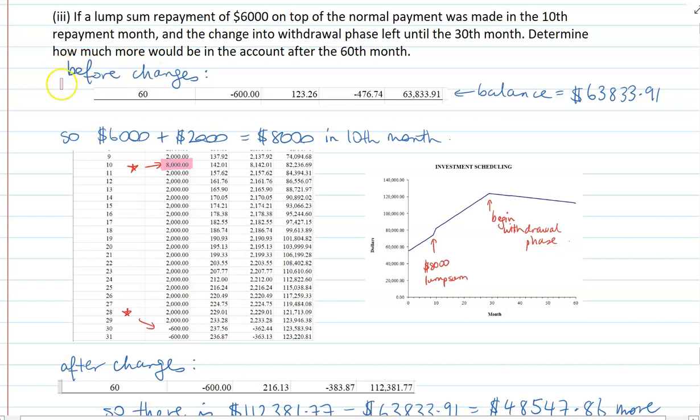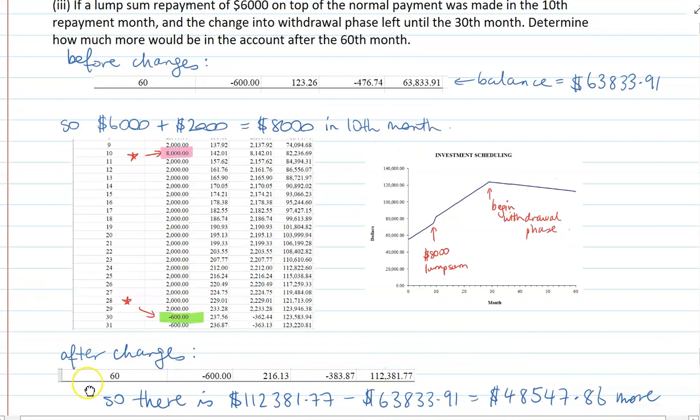Okay, and just a note before the changes, hopefully when you put all those values into your calculator, you'd see that the original balance was $63,833.91. When I pop in that additional 6,000, that means I'm putting in 8,000 into the 10th month. Because it says withdrawal phase until the 30th month, that means on the 30th month we change the withdrawals to be $600.